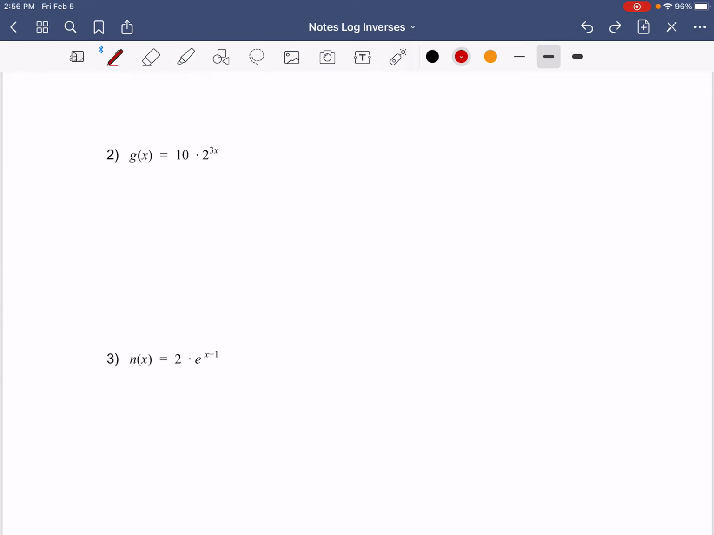All right, so our example says g of x equals 10 times 2 to the power of 3x. This is another exponential problem. So we're going to go ahead and find the inverse, which will be log. So I'm going to switch x and y, and then switch sides. So x equals 10 times 2 to the power of 3y. And then I switch sides. I'm going to put the x on the other side.